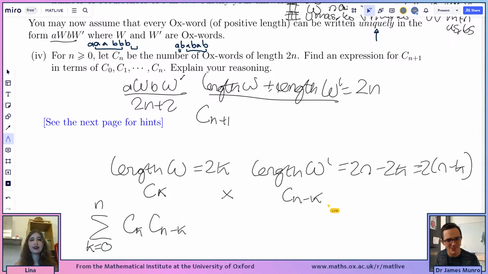I think we've seen them before. Lena's nodding because Lena's seen the Catalan numbers. Possibly, do you actually see them in the computer science course? I don't think I've seen them in the course yet, at least. Okay, these numbers are famous.